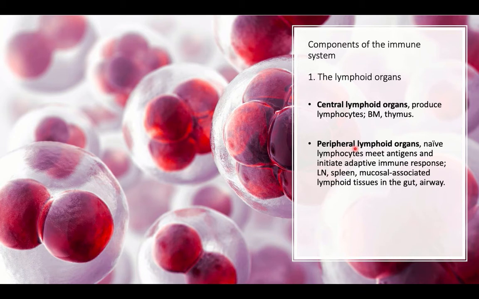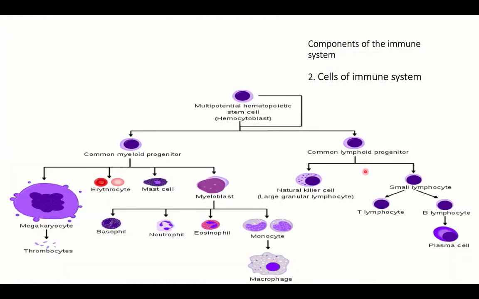This meeting between the naive lymphocytes and the antigens occurs in lymph nodes, spleen, and mucosal-associated lymphoid tissues present in the gut and airways. So we have central and peripheral lymphoid organs: central that produce lymphocytes, and peripheral where lymphocytes meet antigens to induce a specific immune response. Then the second component of the immune system is cells of the immune system.